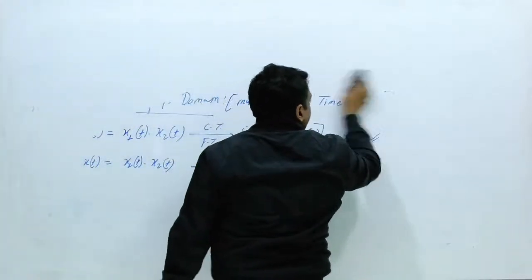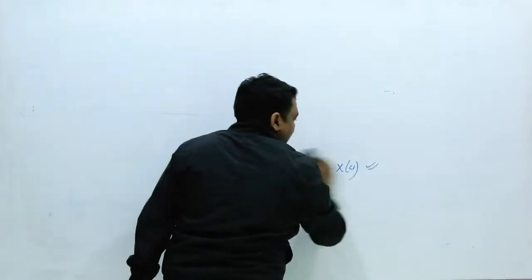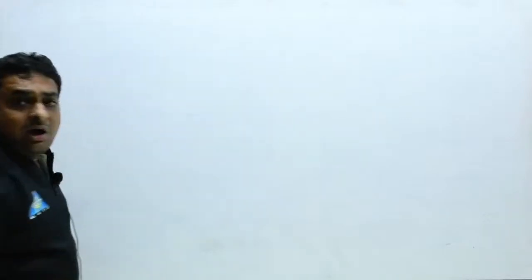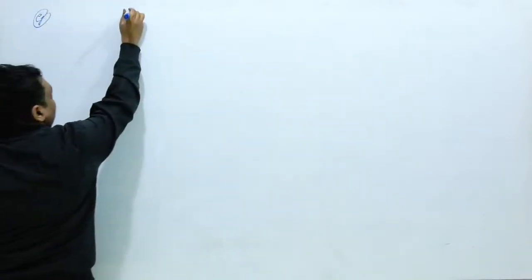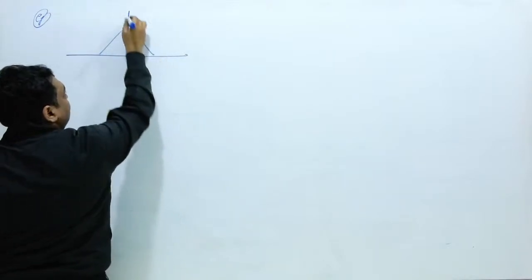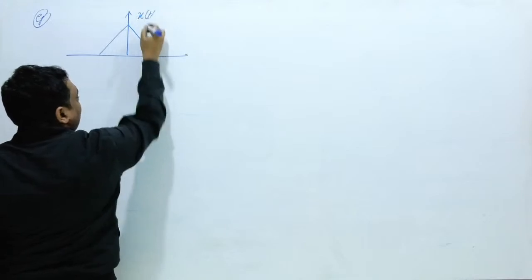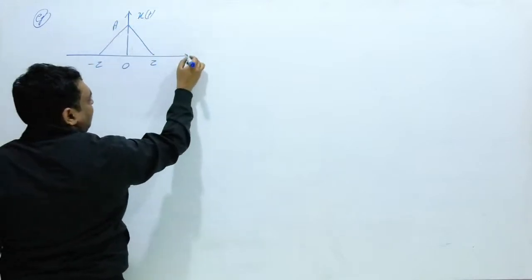Now, for the Fourier transform of a triangular signal, how can you find it out? So, the next example I am going to consider is the Fourier transform of a triangular signal like this, and this is x(t), and suppose this is tau, this is minus tau, this is 0, and this is A, and this is t.